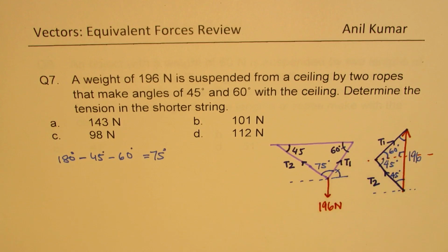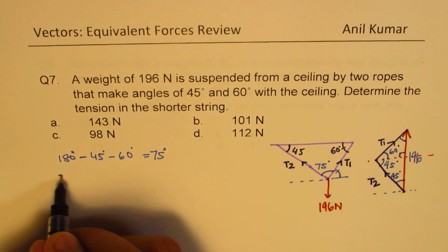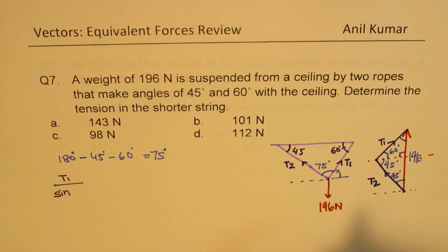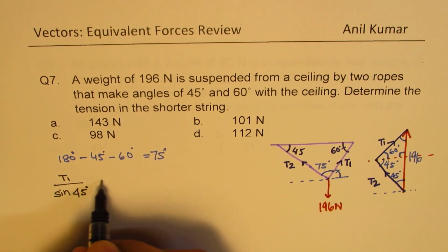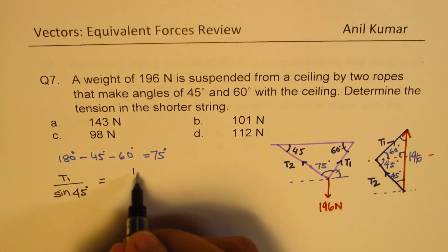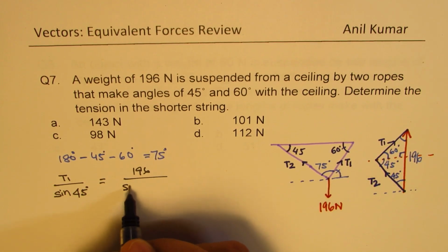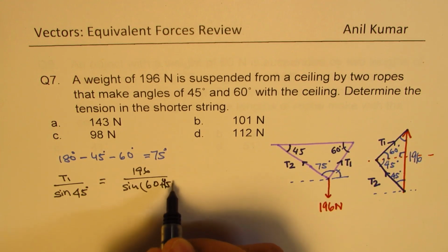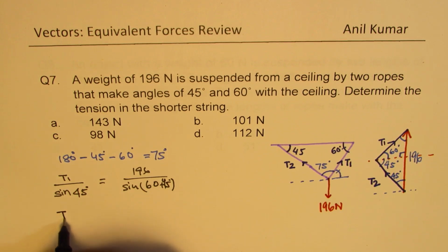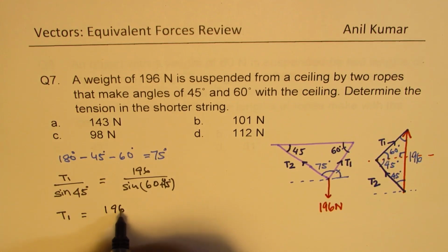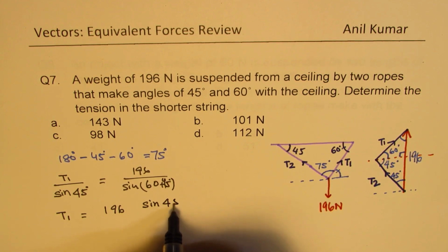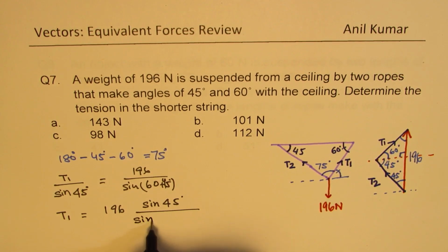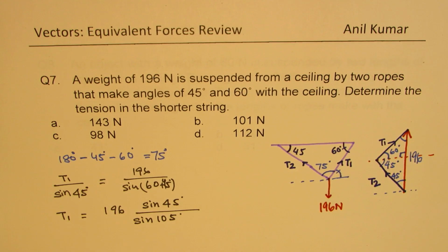Anyway, we need to find T1. So we can now apply sine law. So sine law will be T1 over sine of 45 degrees is equal to 196 over sine of sum of these two, 60 plus 45 degrees. Correct? So we get T1 as equal to 196 times sine of 45 degrees over sine of 105 degrees. So let's figure it out.